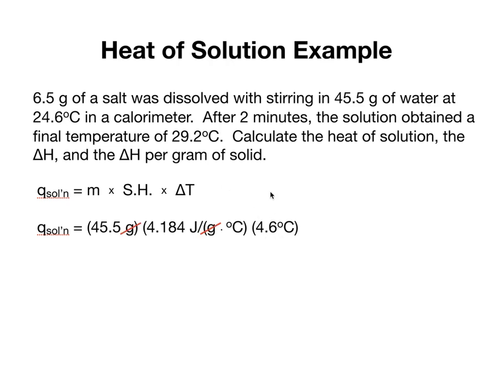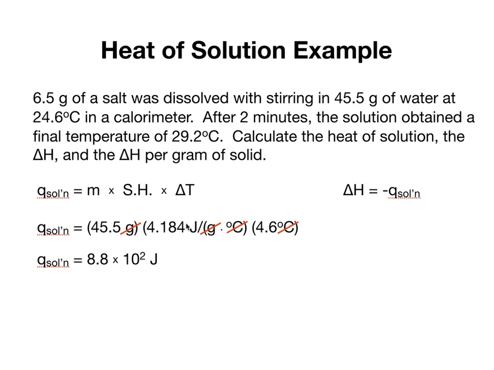Let's note the units cancel out here. The grams and the degrees Celsius cancel, and we're left with joules, which is an energy unit. We're going to take 2 sig figs because of this number right here. So we get 8.8 times 10 to the second joules. That is the heat of solution.